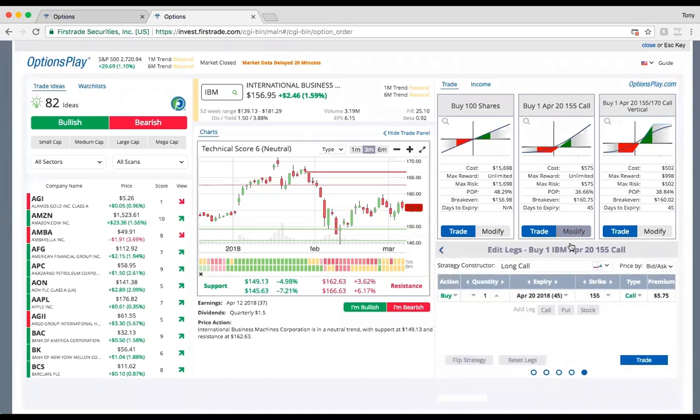You can always click on modify. You can select a different expiration date if you want. You can choose a March one, a May one, a June one, a September one, whichever one you want, but we always start you off 45 days out.